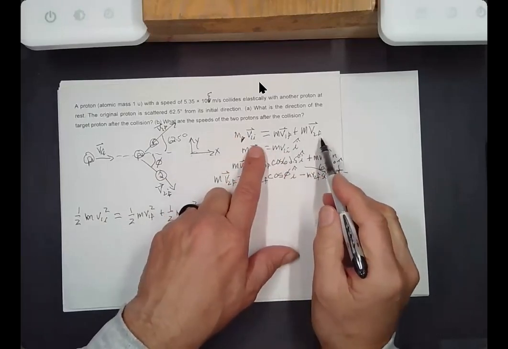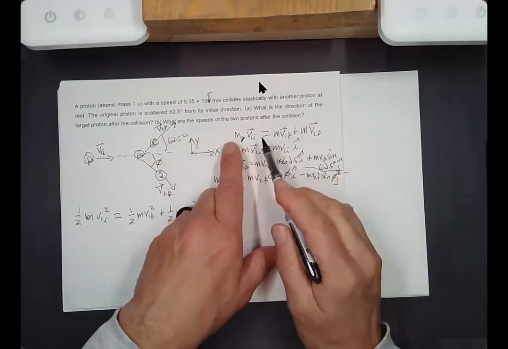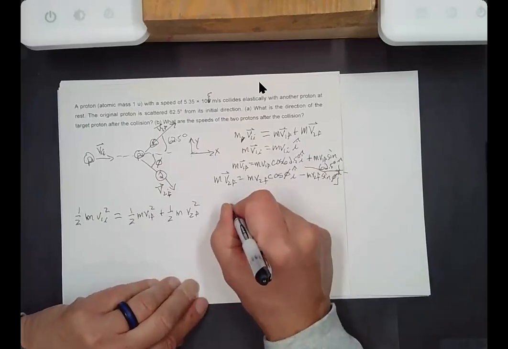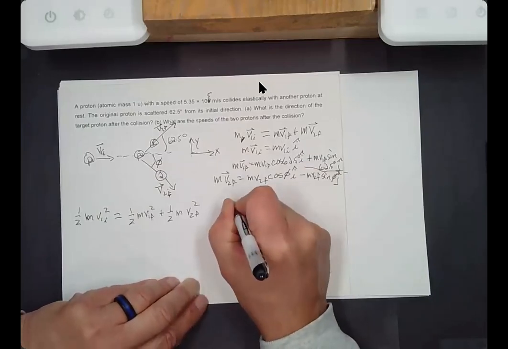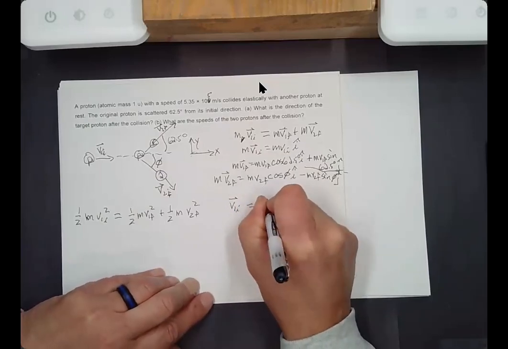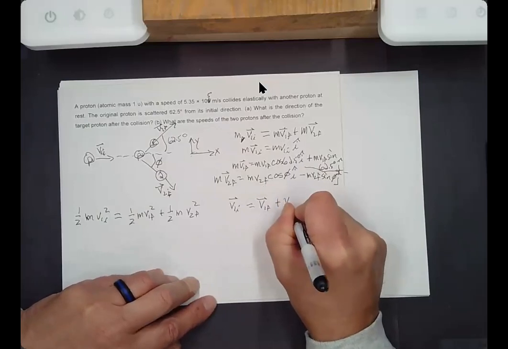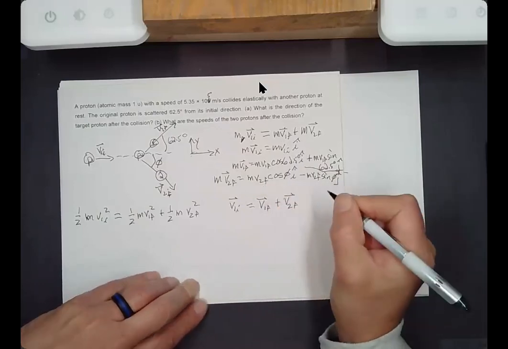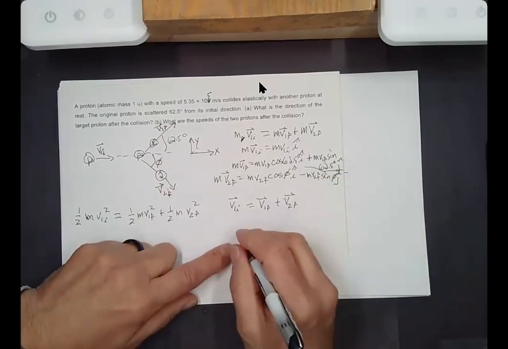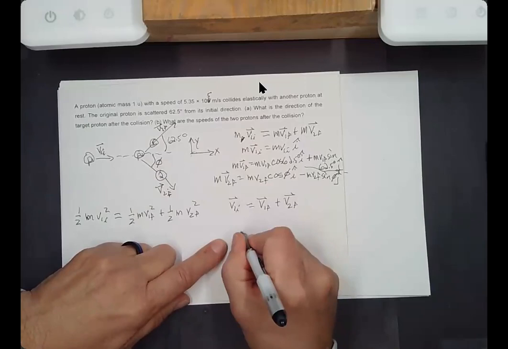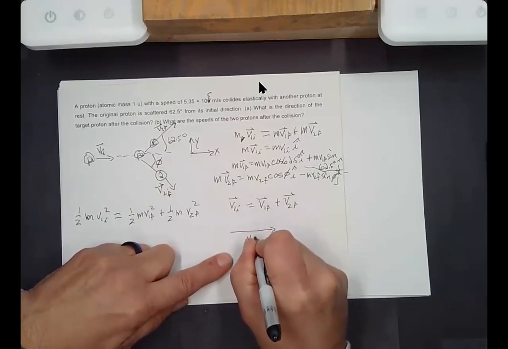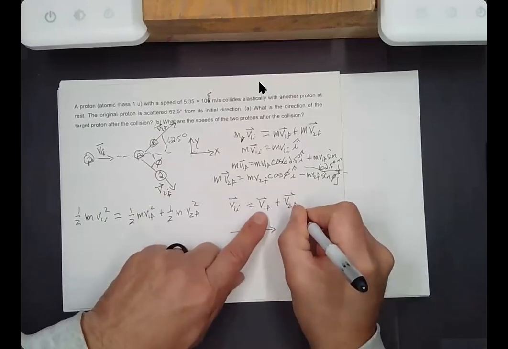Okay. Before I do too much, I want to call attention to this thing here. This is an equation that just has three vectors in it. The m's in it are all identical. So if I divide them out, I get that v1 initial will equal v1 final plus v2 final. Well, that's kind of interesting. That means that if I just draw a little picture with that thing, here's v1 initial. It's going to equal the vector sum of these two.